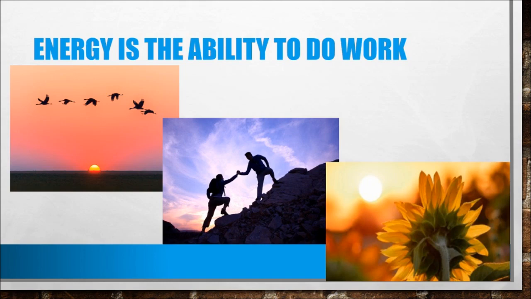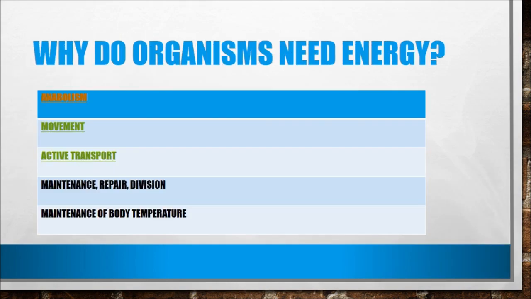You can often see energy at work in living things, for example, in these pictures: the flying of birds in the air, men helping each other in climbing mountains, or a sunflower moving towards the sun. These are obvious ways that living things use energy, but living things constantly use energy in less obvious ways as well. Then, why do organisms need energy?